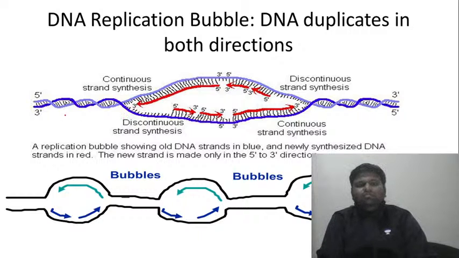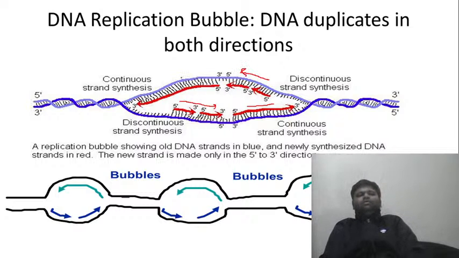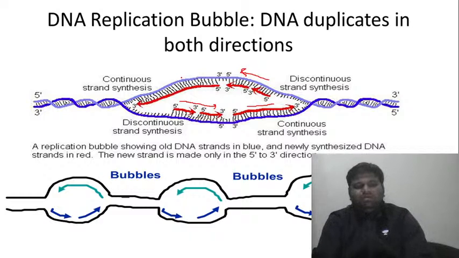So DNA duplicates in both the directions. So this is one of the directions in which discontinuous synthesis is taking place. This is the strand in which the continuous synthesis is taking place, and these two strands are occurring in the opposite direction. This one is occurring in this direction, and it always occurs in the 5' to 3' direction. So a replication bubble is showing the old DNA strands in blue and newly synthesized strands in red. So the new strand is made only in the 5' to 3' direction.